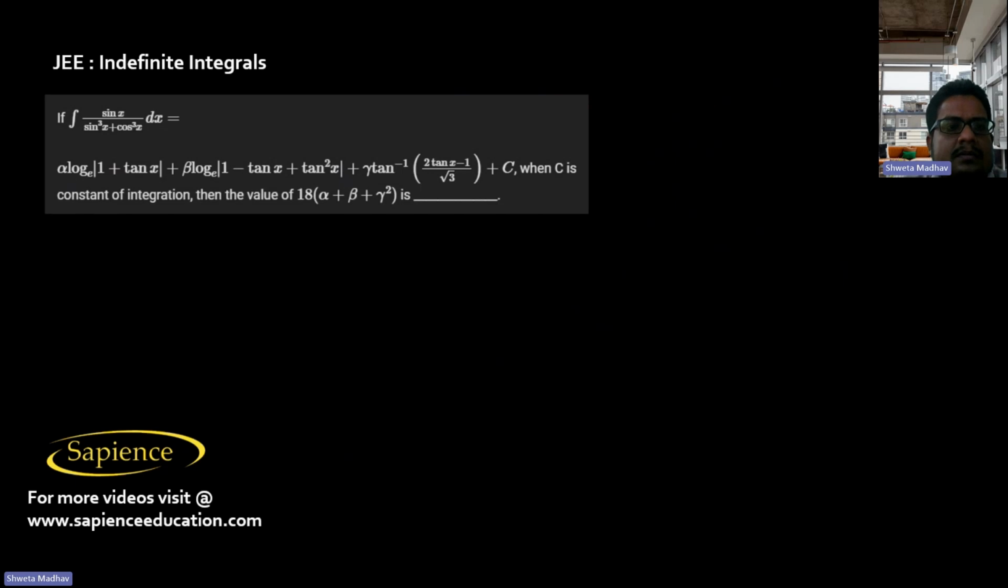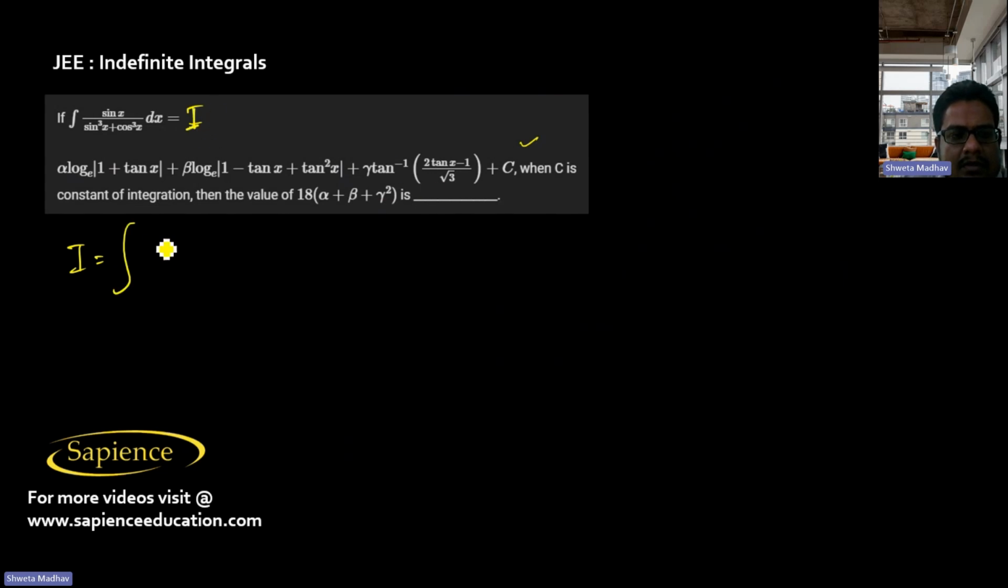But then here it is told that I have to integrate this integral of sin x dx by sin cube x plus cos cube x. Let's call this integral I, and this is equal to alpha times this, where c is the constant of integration. Then the value of 18 into alpha plus beta plus gamma square is how much?